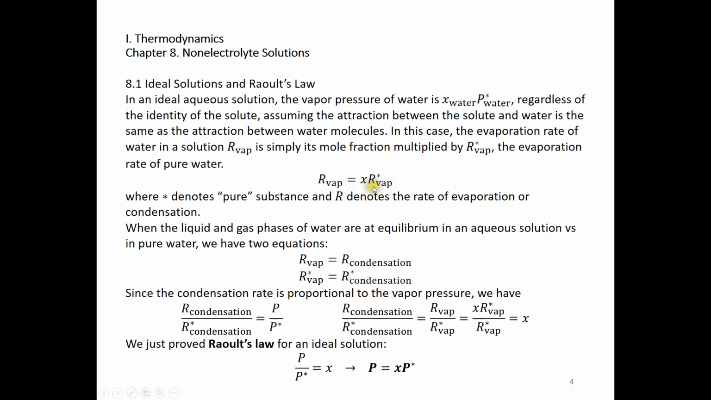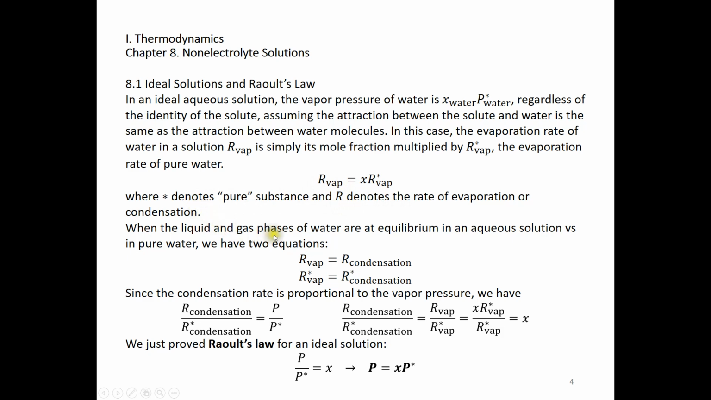And then we have this. That means the evaporation rate is only proportional to the mole fraction. I mean, if we have lower mole fraction, we have fewer water molecules on the surface, and we have slower evaporation rate. Again, the star denotes pure substance, and R is the rate of evaporation here.